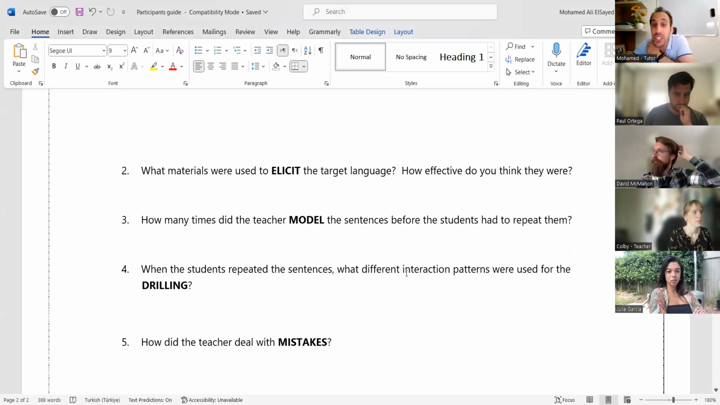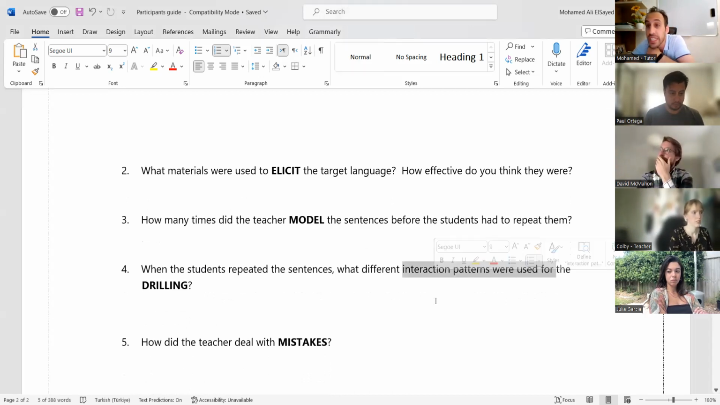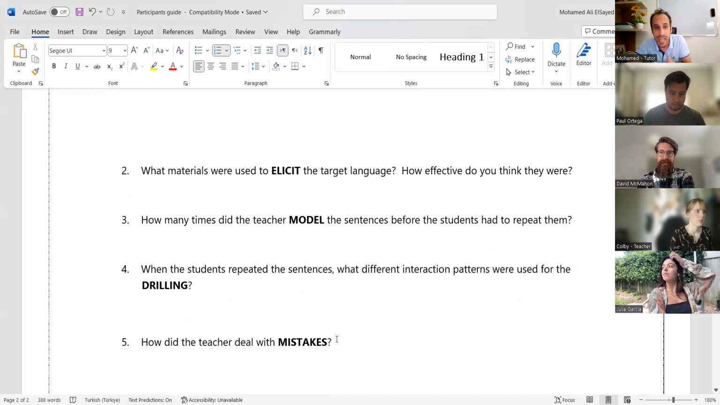What different interaction patterns were used for drilling? And drilling means students repeating the sentence. And how did the teacher deal with the mistakes?